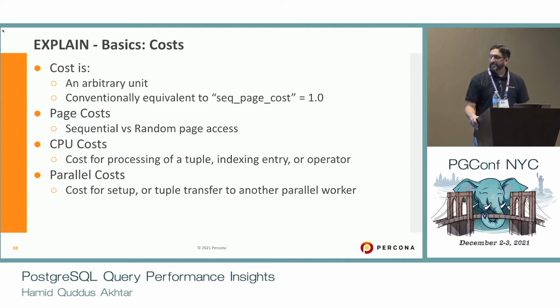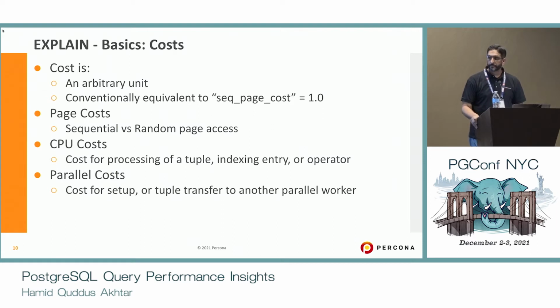The cost is actually an arbitrary number. It has no real-world association, except that it's defined as the effort required to do a sequential page access, which is by default defined as 1.0. So it's a relative number, basically a proportion. You can configure this according to your environment, your infrastructure, your hardware, and you can tune this.